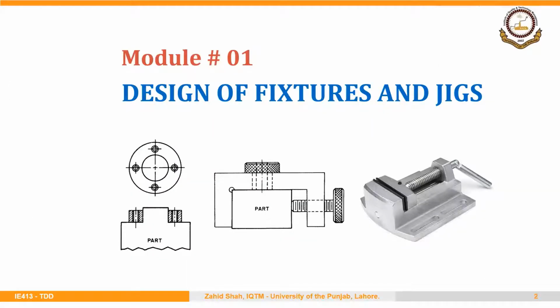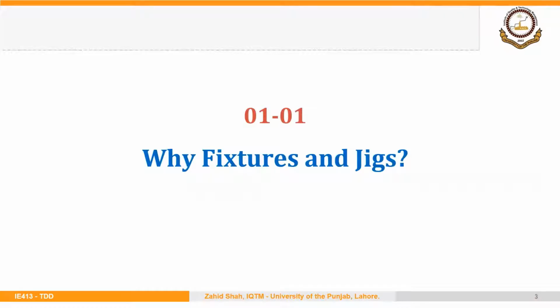Today we are going to start module number 1, that is design of fixtures and jigs. Fixtures and jigs are workpiece holding devices that are used in machining processes. We have divided this module into different parts. In first part, we will discuss why do we need fixtures and jigs? What is the importance of fixtures and jigs in a machine shop?